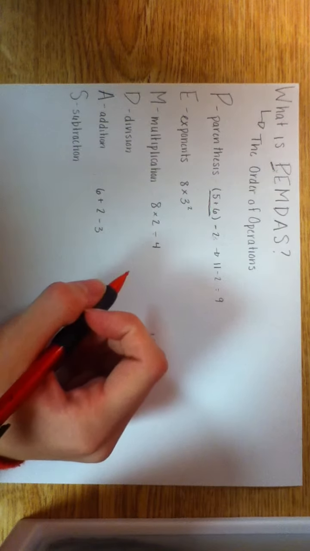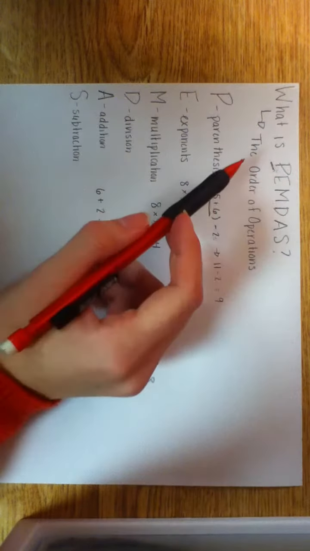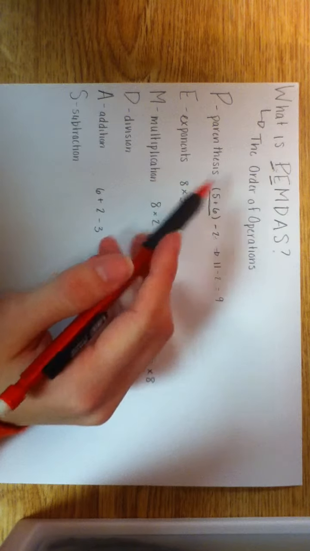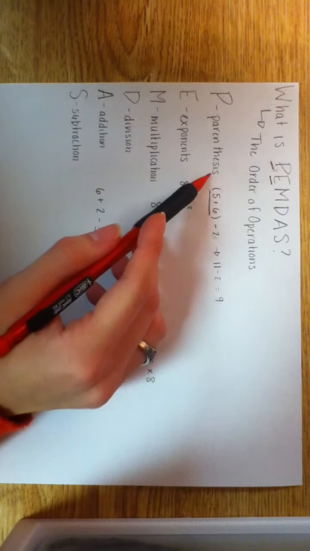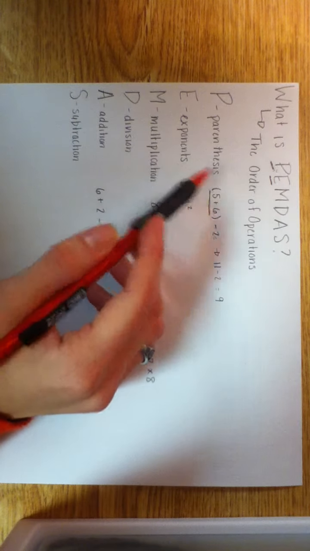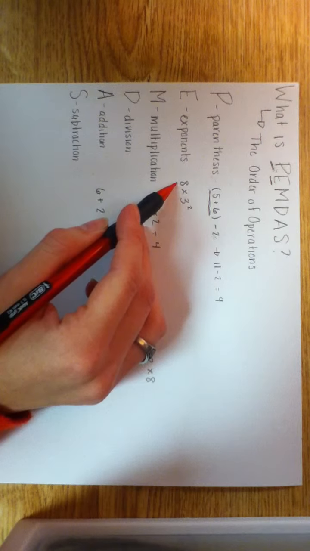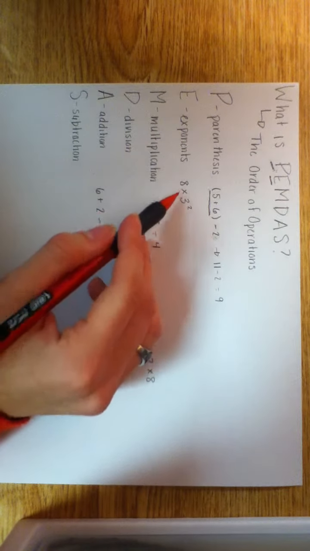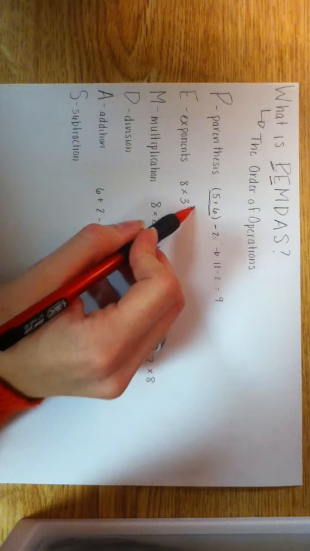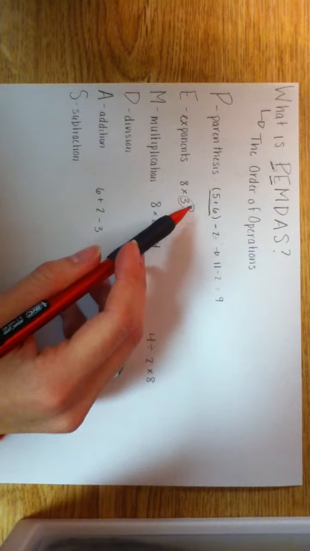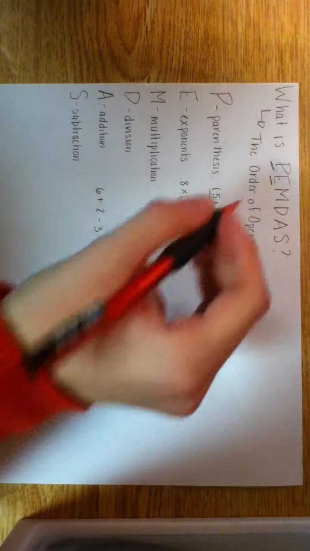So now that we know what the P stands for, let's move to the E. What does the E stand for? The E stands for exponents. So in an equation, if there are no parentheses, the next thing you would do is look for exponents. So in this problem, 8 times 3 to the 2, the first thing you would do is the exponent. So you would do 3 times 3, which equals 9.